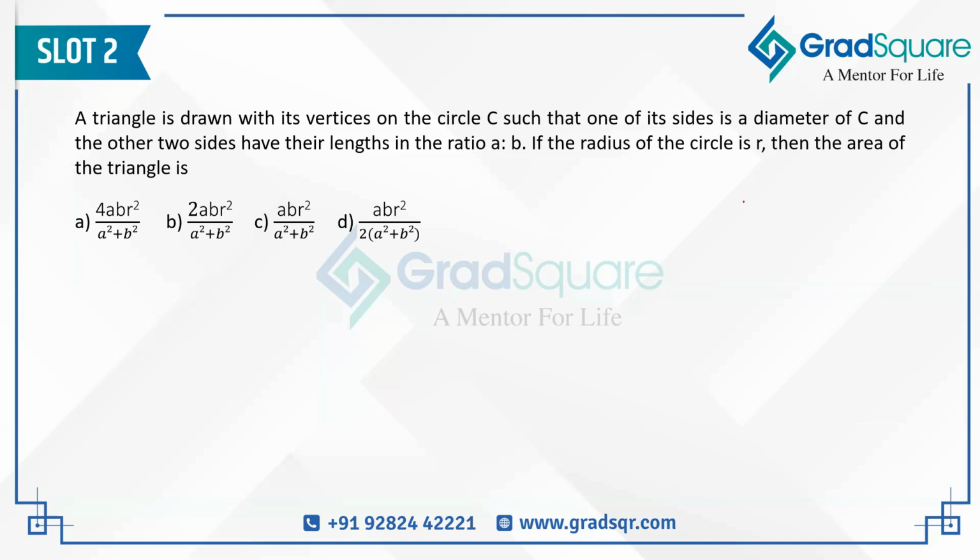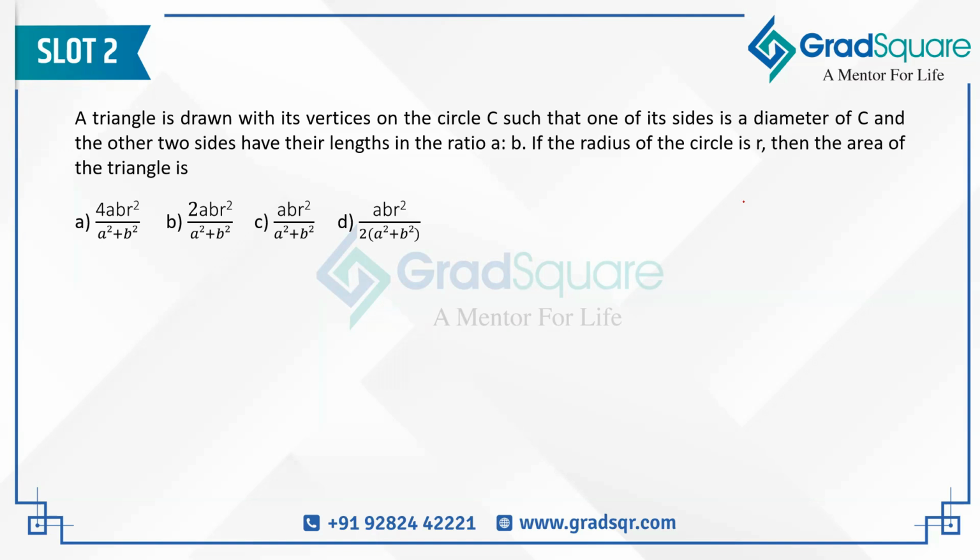So this question is talking about a triangle which is perfectly inscribed inside a circle C. Perfectly inscribed means that all three vertices of the triangle are lying on the circumference of the circle. And we have been told that one of the sides of the triangle is a diameter of the circle and the remaining two sides are in the ratio of A is to B. The lengths are in the ratio of A is to B.